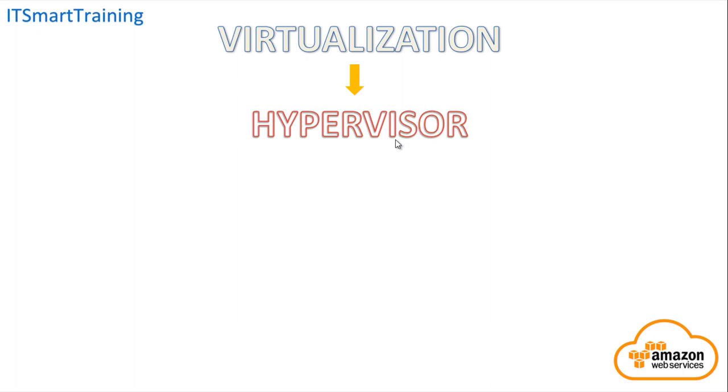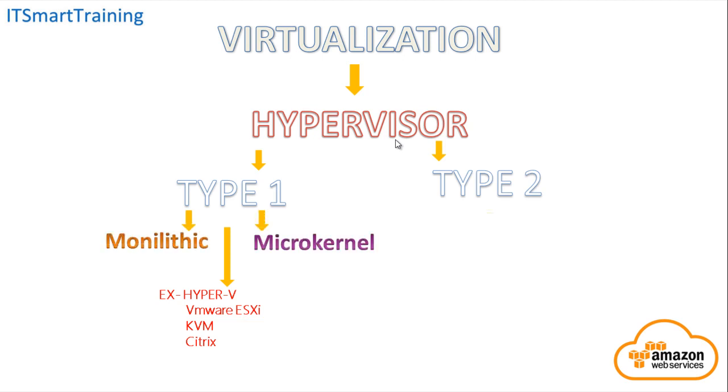So see, in virtualization, there are some types. Before discussing the types, I just want to tell you the virtualization technology is based on hypervisor technology. Hypervisor technology is of two types. One is type 1 hypervisor technology, another one is type 2. In type 1, there are two types. One is monolithic, another one is microkernel. What is monolithic, what is microkernel? I will describe in the next slide. And type 2 virtualization technology is slower than type 1, which is much faster than type 2. There are some reasons why type 1 is faster and type 2 is slow. I will tell you in a later slide.